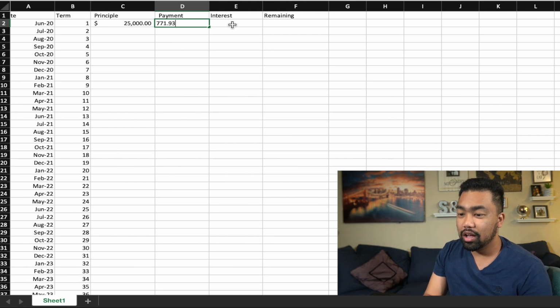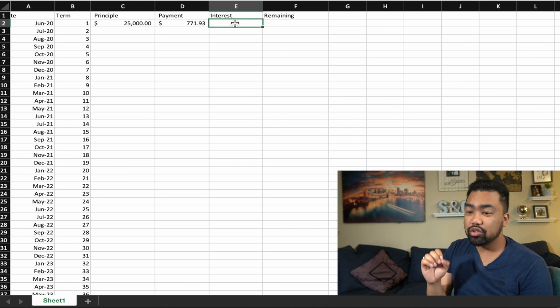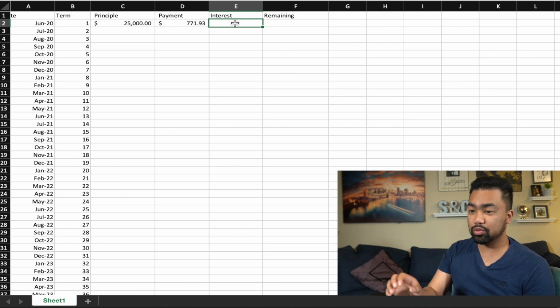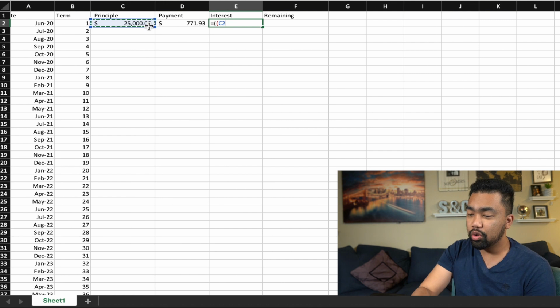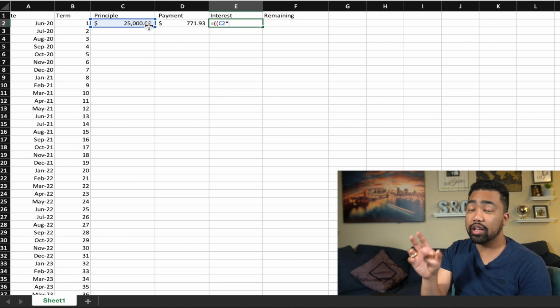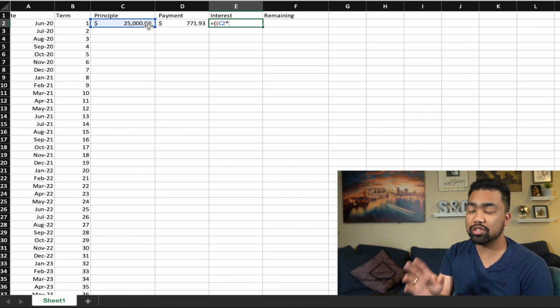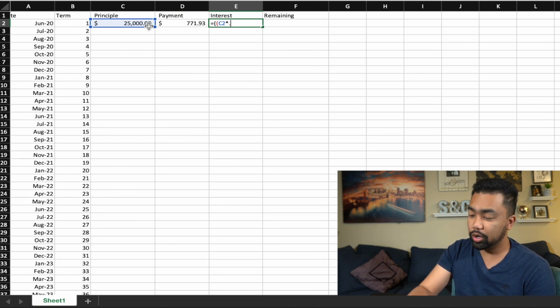$771.93. Okay, interest. So the way we calculate interest is this is what we're gonna do. We do an equal sign, then I do 2 parentheses. So interest is going to be the principal, and then we're going to multiply that by the interest rate. So in our TVM solver example, we use 7% interest rate. So we're going to put it in decimal form. So we're going to multiply that by 0.07 for 7% interest. Then we're going to divide that by 12 months.